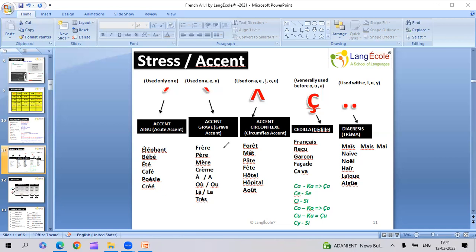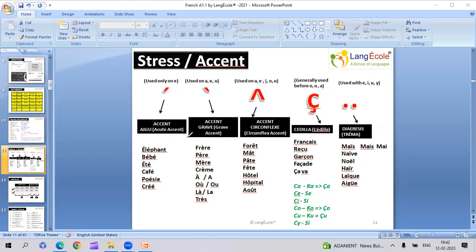Frère. Père. Mère. Crème. À. A. Où. Ou. Là. La. Près. Très. Très or très, either.